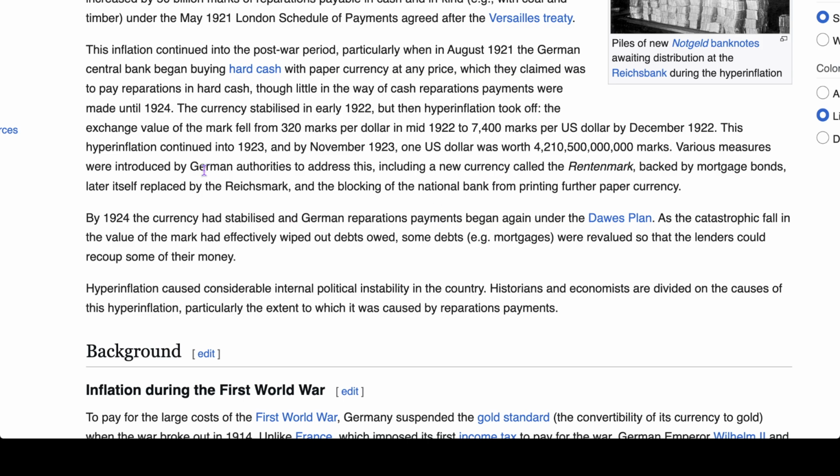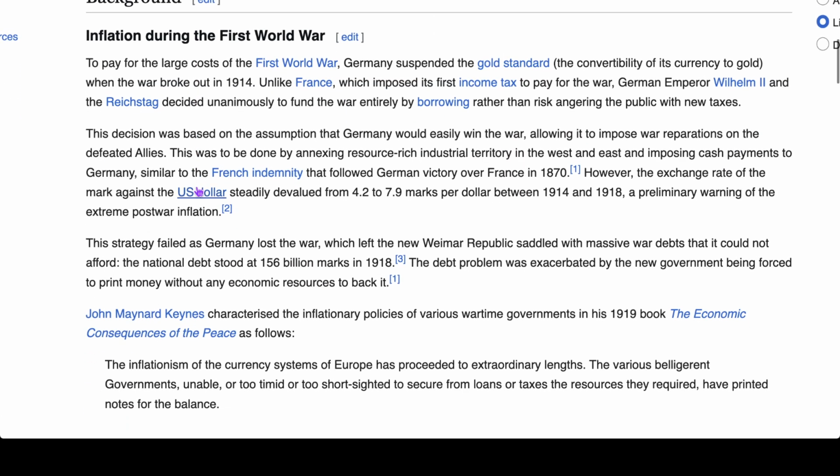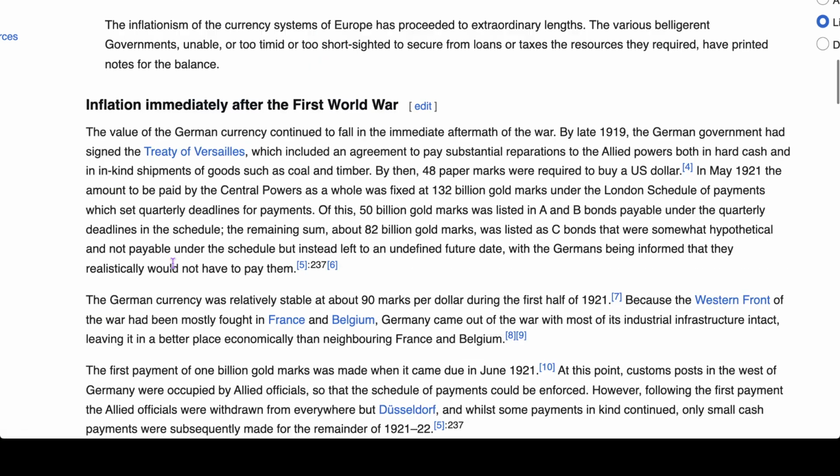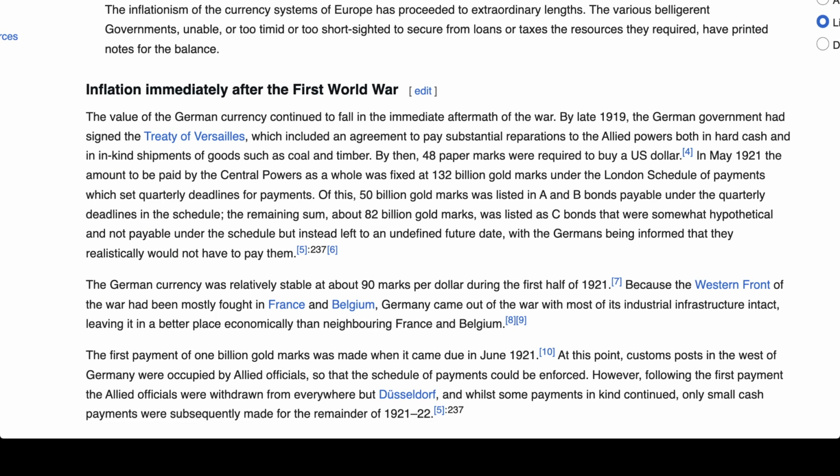All right. This hyperinflation continued into '23. November '23, the US dollar was worth, look at that, 4.2 billion marks. Various measures were introduced. And of course, if you saw the bread lines and all the other impacts that come with hyperinflation, you start to realize how crazy hyperinflation is. Now, opposite to that, of course, you also have the stagflation threat, which can actually impact and destroy an economy. And we are heading to, in my opinion, a very difficult period post this bull market.